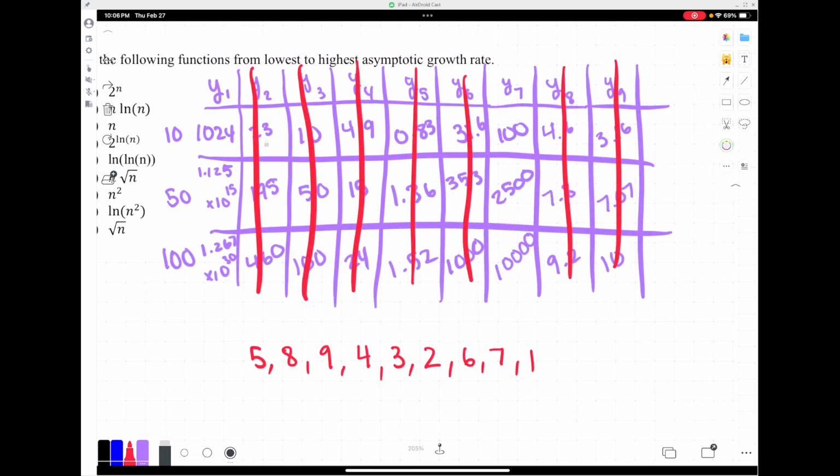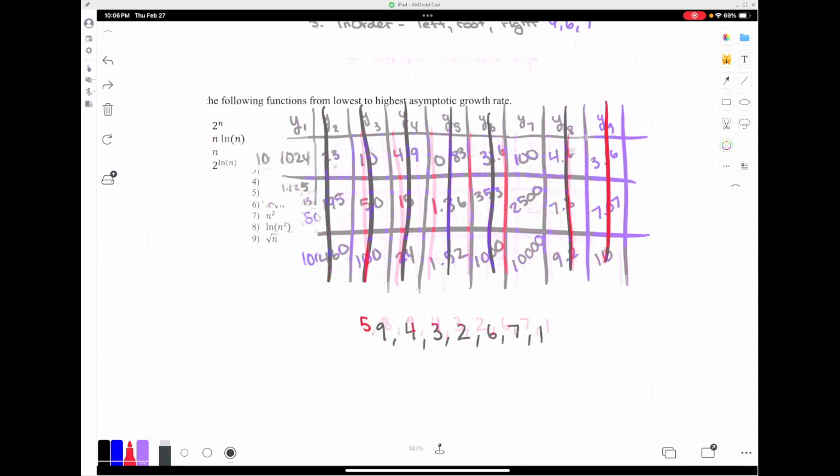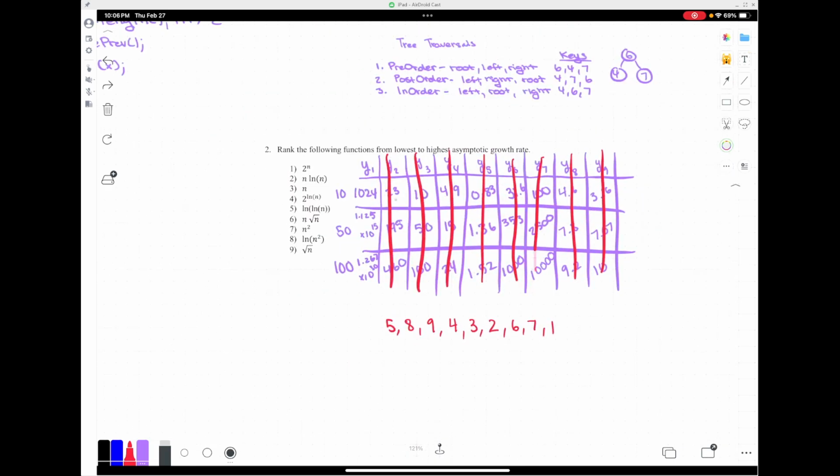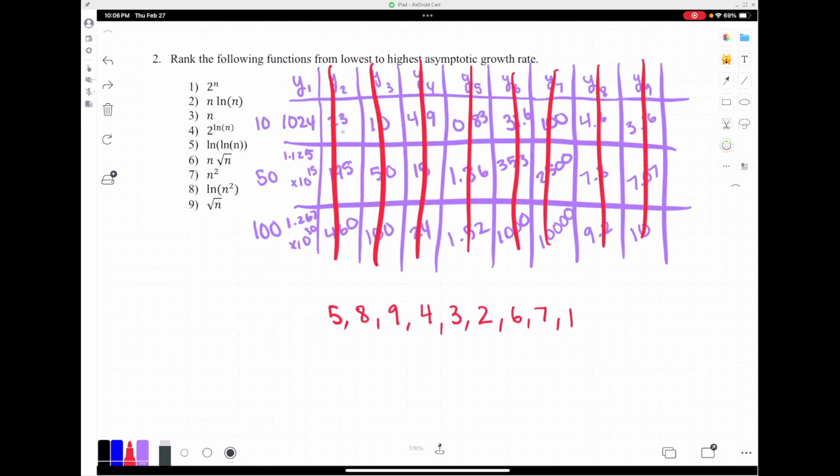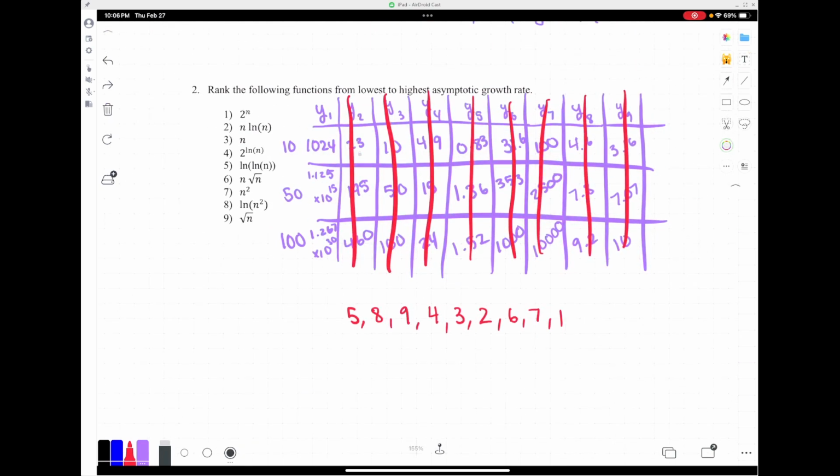So I'm going to double check it. 5, 8, 9, 4, 3, 2, 6, 7, 1. Yeah. It can be kind of tedious, but I think it's definitely the easiest way to understand and do this problem.